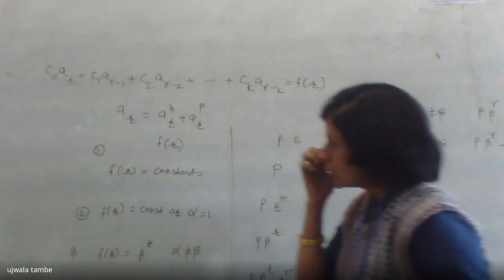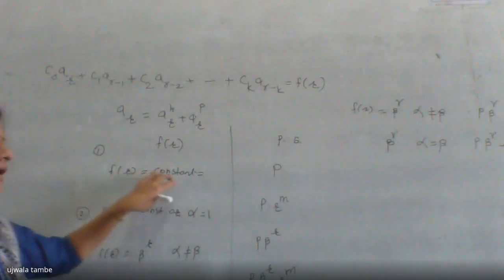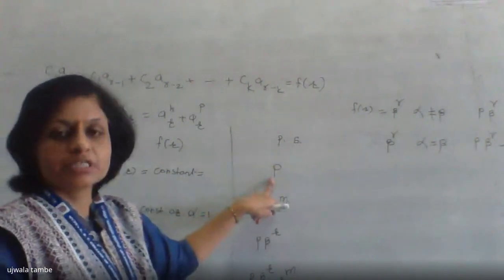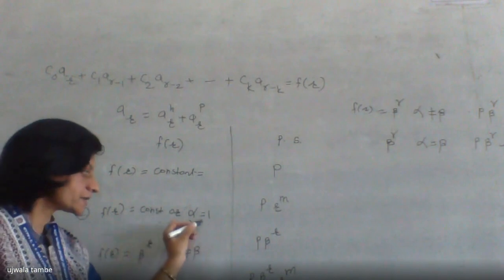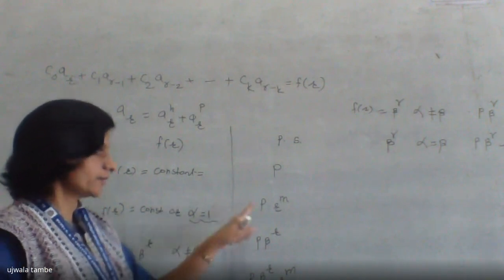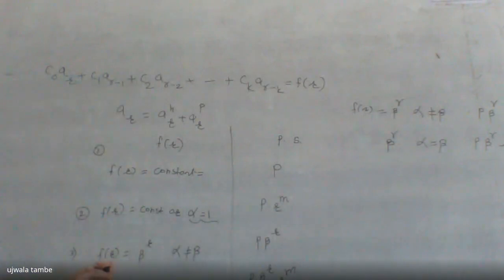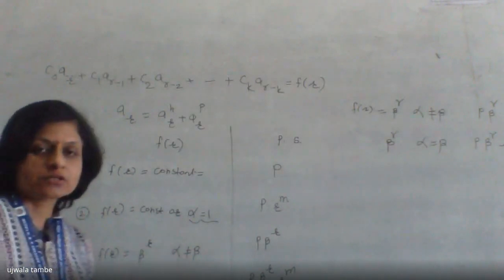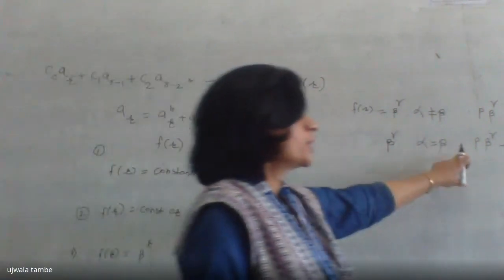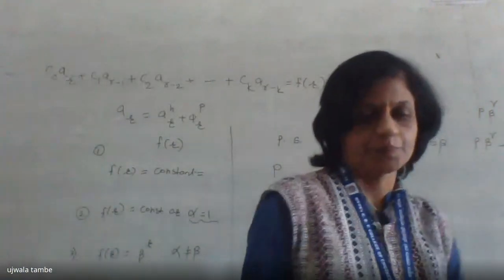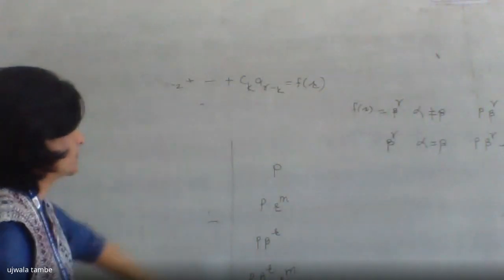These are the cases for finding the particular solution. First, f of r is constant, therefore its particular solution is P. Second, f of r is constant and the value of alpha is 1, so its particular solution is P into r to the power n. Next, f of r is beta to the power r and alpha is not equal to beta. Now let us solve one example of a non-homogeneous equation.